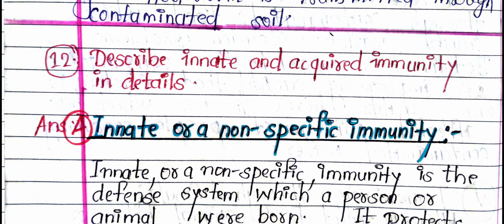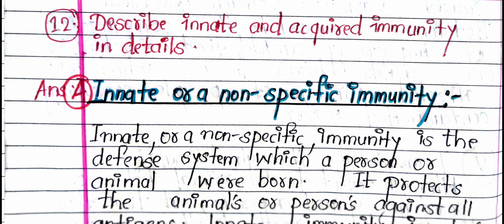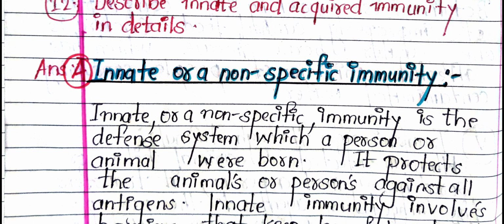Describe innate and acquired immunity in detail. Innate or non-specific immunity. First, there is innate or non-specific immunity.